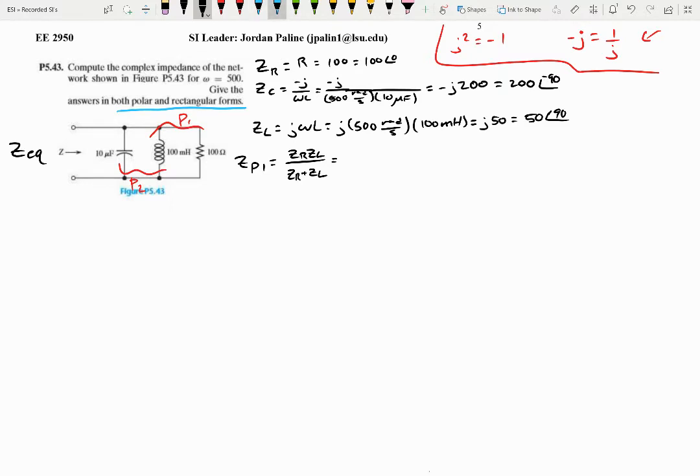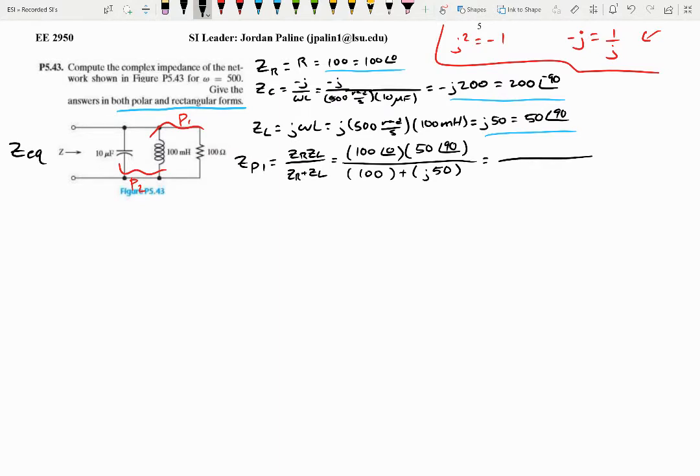Notice how over here I have the polar form and the rectangular form already written out for everything. That's why I did that in the first video. In the top we're multiplying, so we want the phasors: 100 angle 0 for the resistance, and 50 angle 90 for the inductor. In the bottom we're adding, so 100 for the resistor and j50 for the inductor.